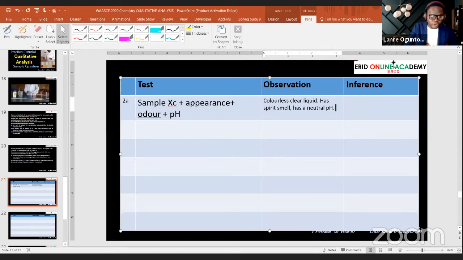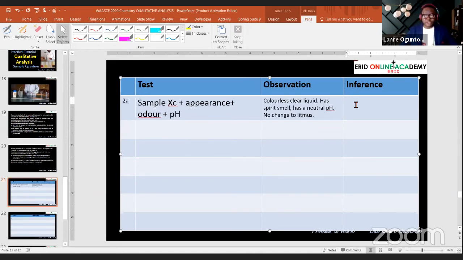You may want to write, say, no change to litmus. So that tells you that the substance is a neutral substance. So your inference, what can you infer from this particular substance? Because it has a smell, it has a spirit smell.